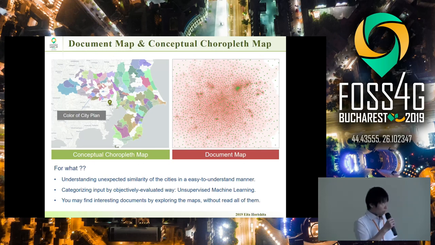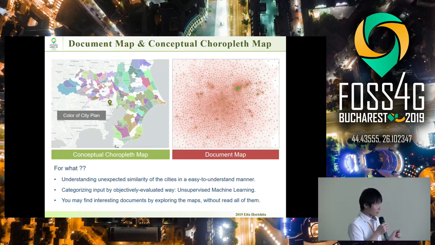And a little bit more about the use cases. It's very useful for understanding unexpected similarity of the cities in a visualized way. So for example, talking about this map, this place and maybe this place have a little bit similar colors. So the content of urban planning is somewhat similar, but I didn't know that. And so we can find unexpected things by this method.